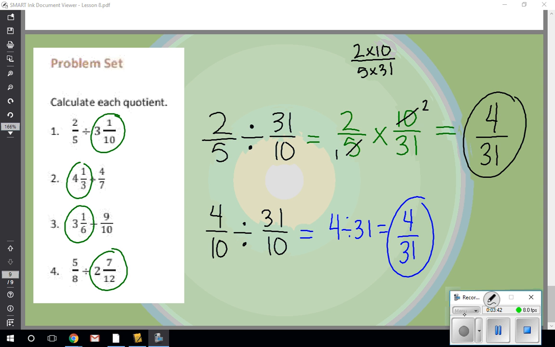And what I should have done at the beginning is take a look at my original problem just to make sure that my answer makes sense. I have a small 2/5, and if I'm dividing that up into 3 and 1/10, I know that I'm going to get smaller pieces, that my answer is going to be smaller than 1. And if I look at 4 over 31, that's a very small part of a fraction, so my answer actually makes sense. I hope this helps in your practice.